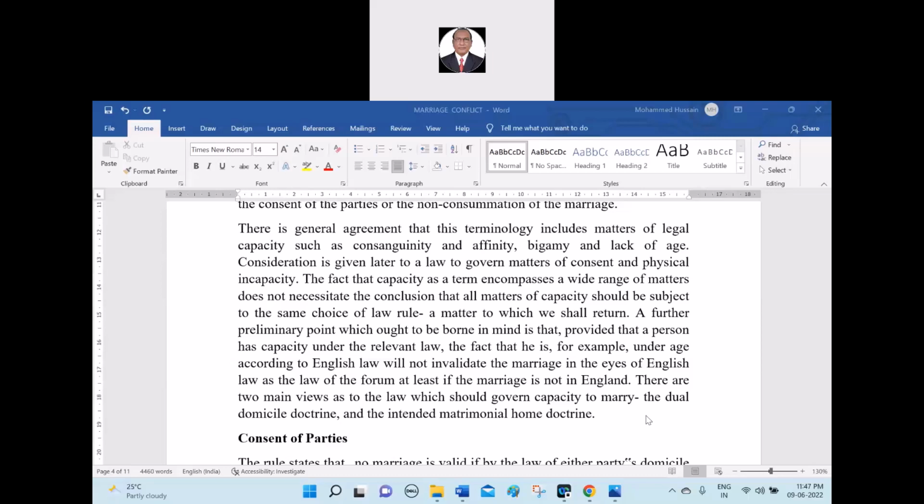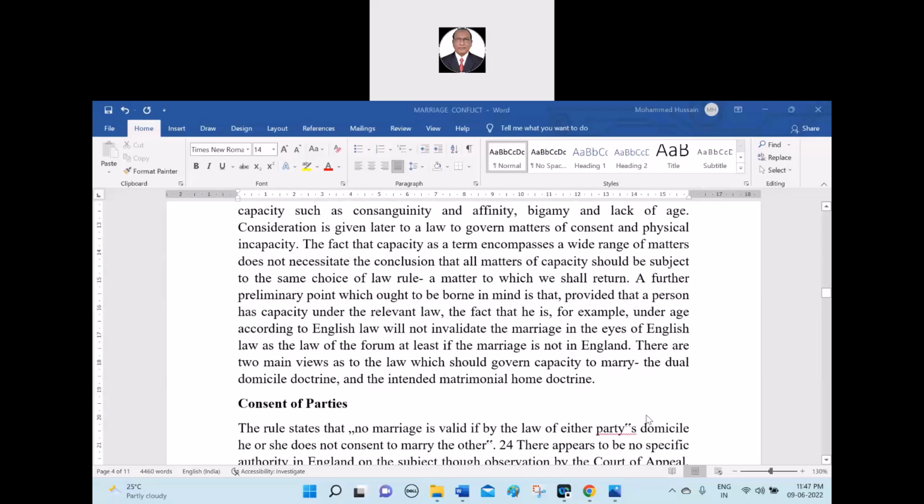The intended matrimonial home doctrine means where they were born, where he was brought up, where his father lives, and where his mother lives will be considered, and that will be the domicile of their child. So, consent of the party, next we will see that.